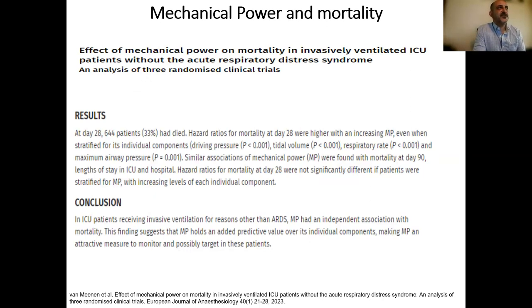This is another nice study that tried to look at the effect of mechanical power and mortality during mechanical ventilation in patients without acute respiratory distress syndrome. And we always talk about mechanical power in ARDS, but even normal lungs or non-ARDS might be affected. So this was basically an analysis of three randomized clinical trials. And the conclusion is in ICU patients receiving invasive ventilation for reasons other than ARDS, the mechanical power had an independent association with mortality. And the findings suggest that mechanical power holds an added predictive value over its individualized components. Of course, as we talked, the driving pressure, the tidal volume, respiratory rate, making mechanical power an attractive measure to monitor and target in these patients.